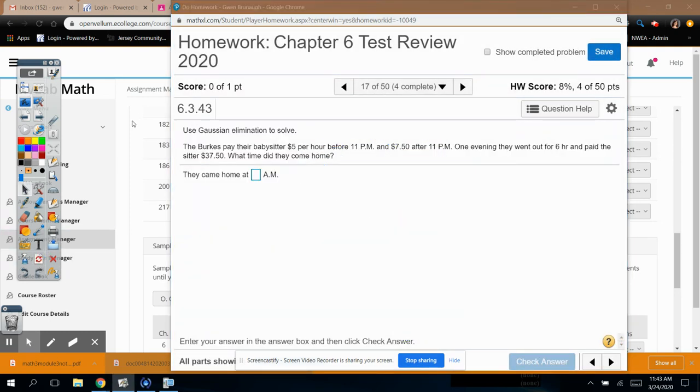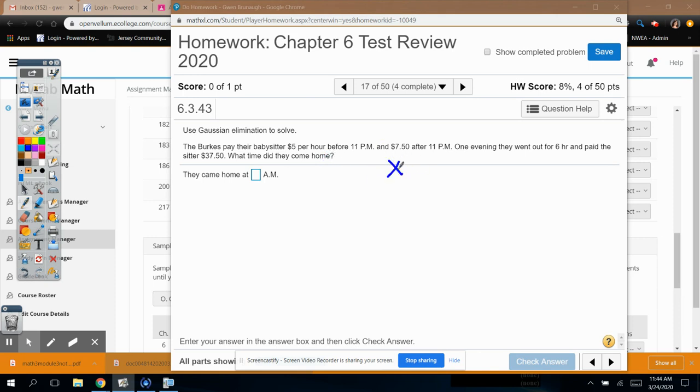Okay, it says use Gaussian elimination. So you don't want to view an example here. That might make it confusing. Let's see. The Burks pay the babysitter $5 an hour before 11, $7.50 after 11. They went out for 6 hours and paid the babysitter $37.50. All right, so what time do they come home? All right, well, I'm going to be thinking on this for a minute because I don't really know my strategy here yet.